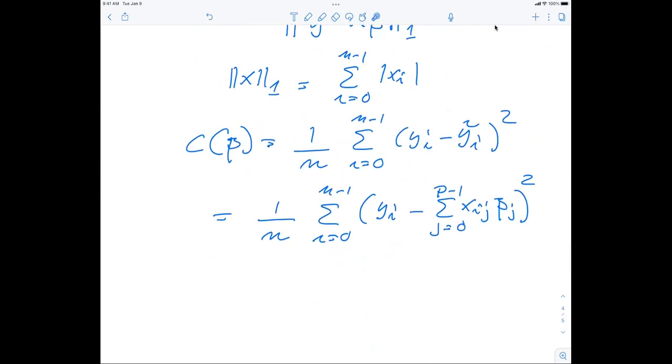Now we can rewrite this in terms of a norm 2. So we can write this as the norm 2 of y minus X times beta.